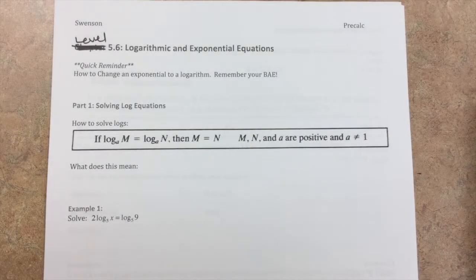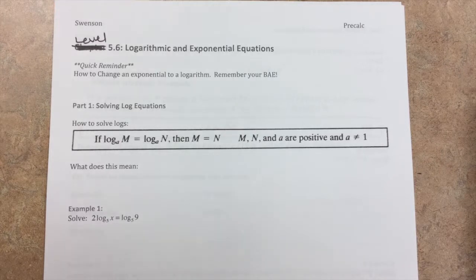Level 5.6 is logarithmic and exponential equations. This is just going back and forth between logs or exponentials in order to solve certain equations. This is our last bit of algebra before we get into the story problems, which are the last two sections. So just a quick reminder of how to change an exponential to a logarithm.